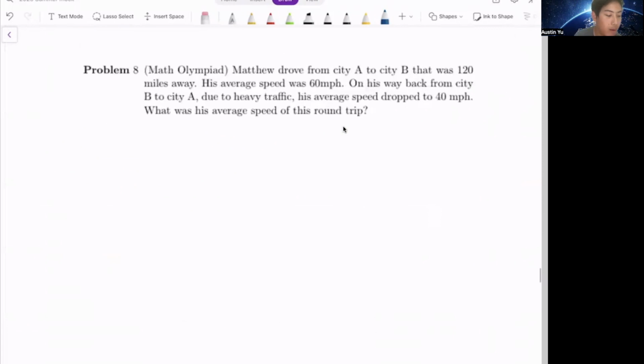And finally, problem 8. Matthew drove from city A to city B that was 120 miles away. His average speed was 60 miles per hour. On his way back from city B to city A, due to heavy traffic, his average speed dropped to only 40 miles per hour. So the question asking is, what was his average speed of this round trip? Recall that average speed is just the distance over time. So let me write distance over time.